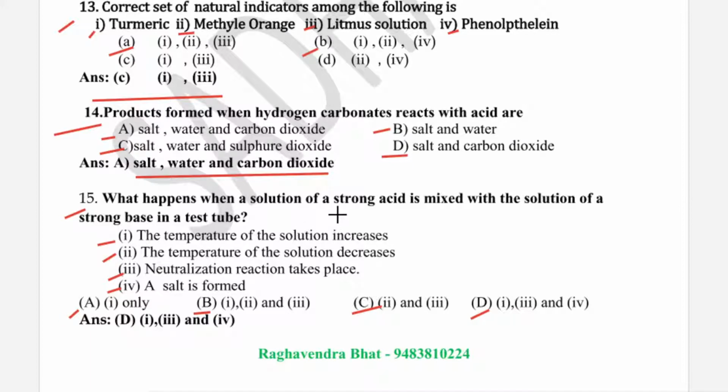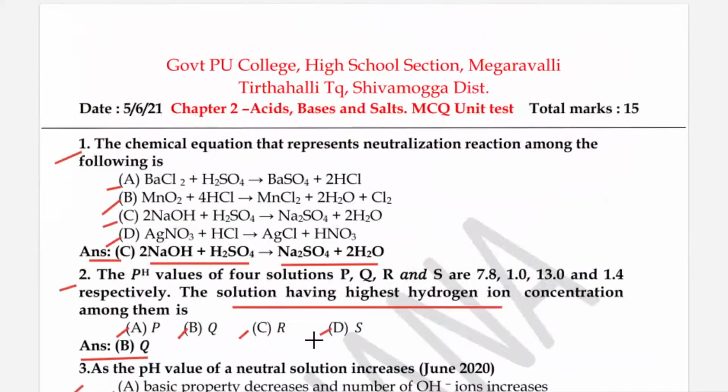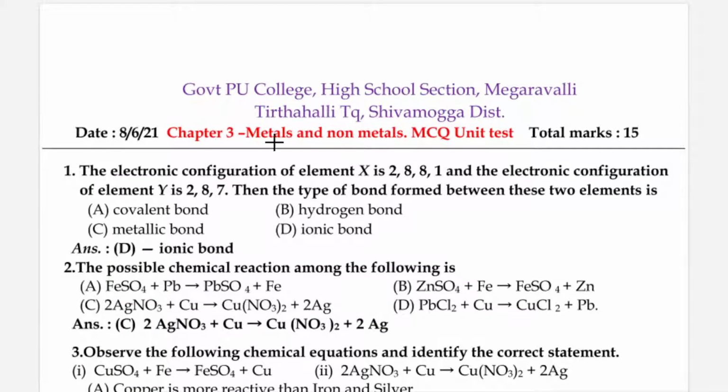What happens when a solution of a strong acid is mixed with the solution of a strong base in a test tube? Here we can see option D is the correct one, that is, the temperature of the solution increases. Along with that, neutralization reaction takes place and also a salt is formed. So option D is correct here, that is points 1, 3 and 4. These are some of the questions of the chapter acids, bases and salts. Now let us move to the next chapter, chapter number 3, metals and non-metals.